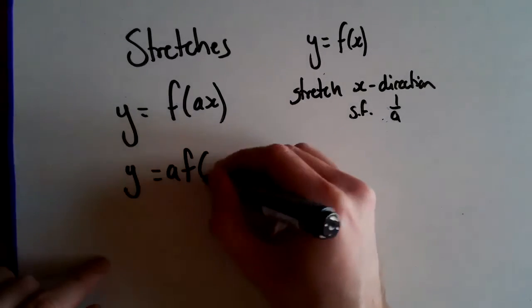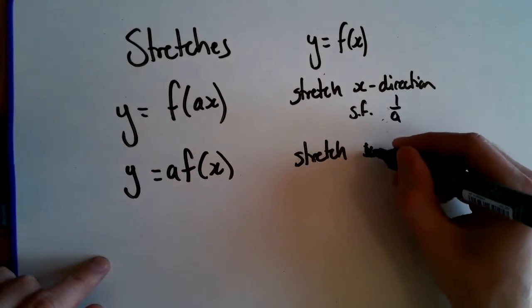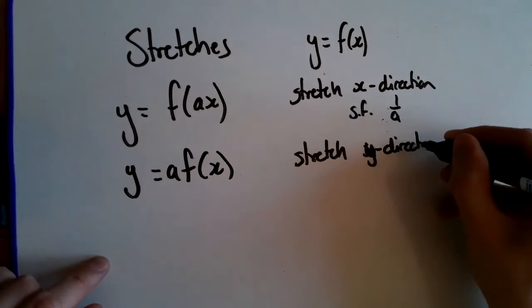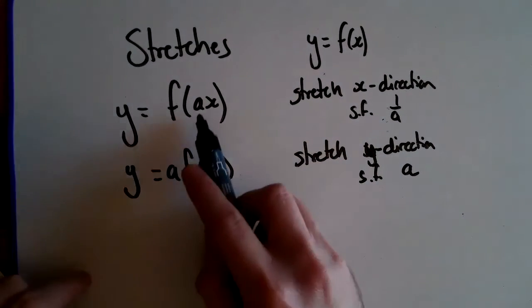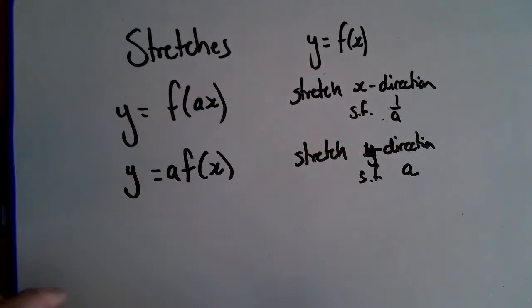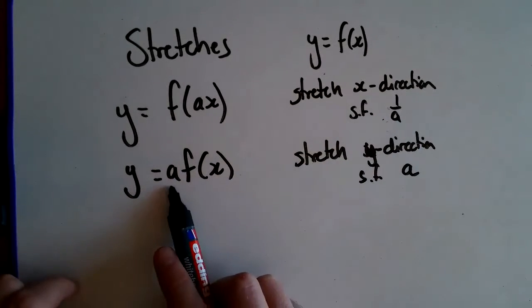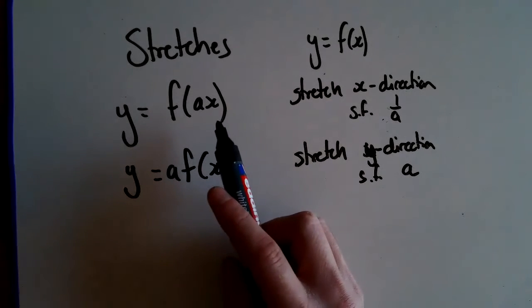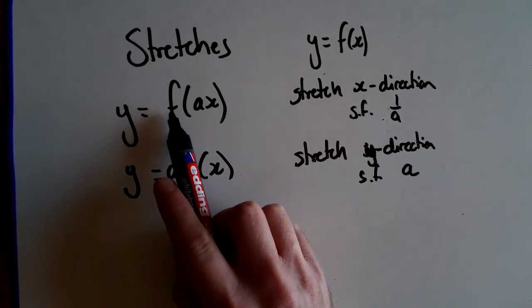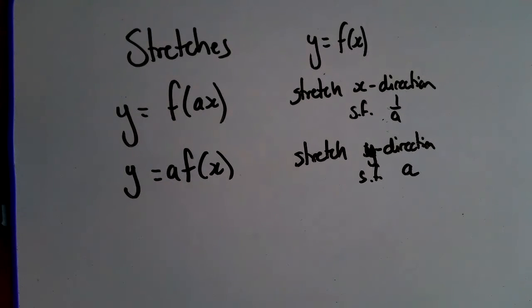If we have the a on the outside, it's a stretch in the y direction, and the scale factor stays as an a. Now, these could be fractions, a half for example. If that was a half inside the bracket, scale factor would be 2. If that was a half outside, scale factor would still be a half. So try it out. You could graph sine of 2x and 2 sine x and compare them with the sine graph, and you should be able to see the stretches.